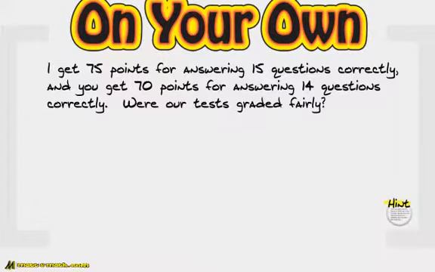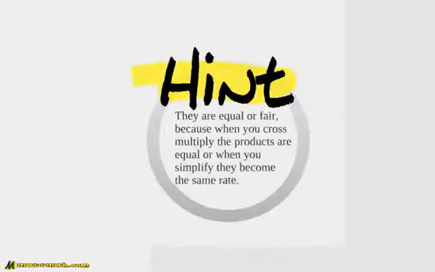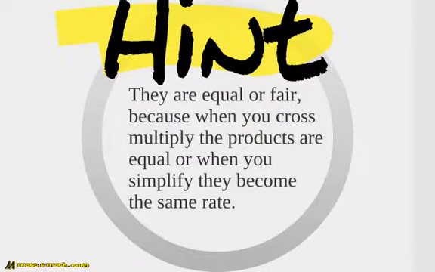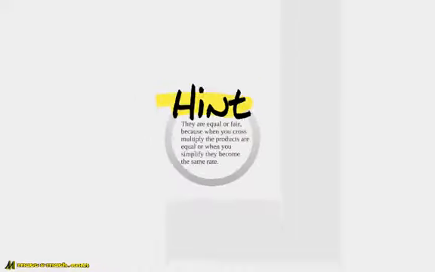Alright, if you write a proportion, it's going to be 75 over 15 and 70 over 14. Cross multiply and see what you get. Here it is. Well, they are equal, because when you cross multiply, the products are the same, or when you simplify, you get the same rate. Each question was worth the same amount of points.